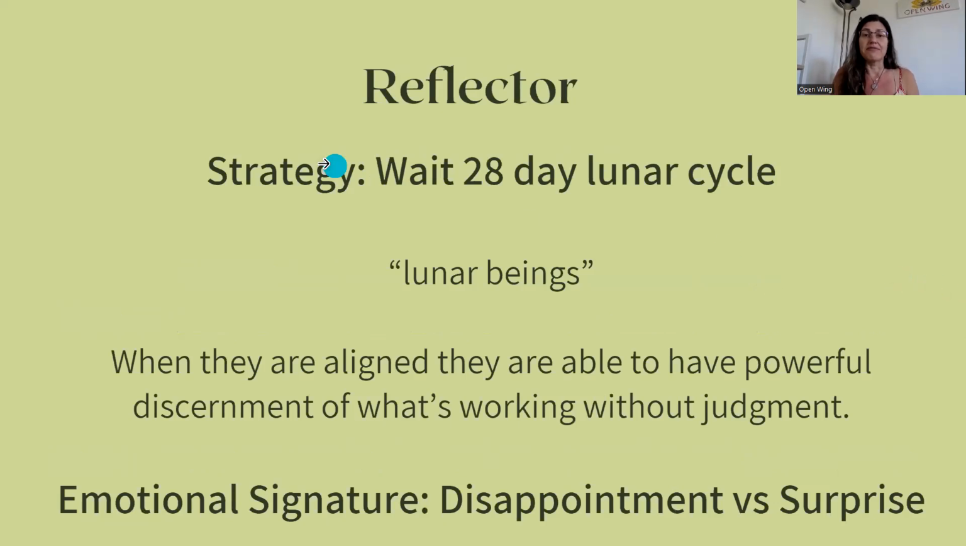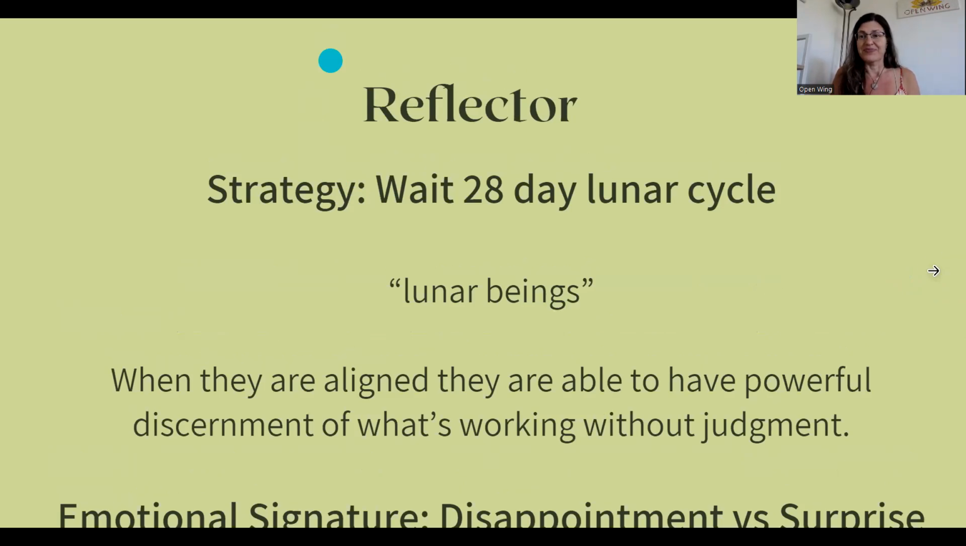They, of course, have a very tricky, shall I say, strategy. So the way they're designed to dance with the universe is by waiting for 28 days or one lunar cycle before they make a decision. That's why we call them lunar beings, because they're so connected to the moon. And it's interesting to see with the reflectors. So what happens is if they rush into decisions, if they don't give themselves time, and of course, sometimes this may mean that 1 month may not be enough for them.